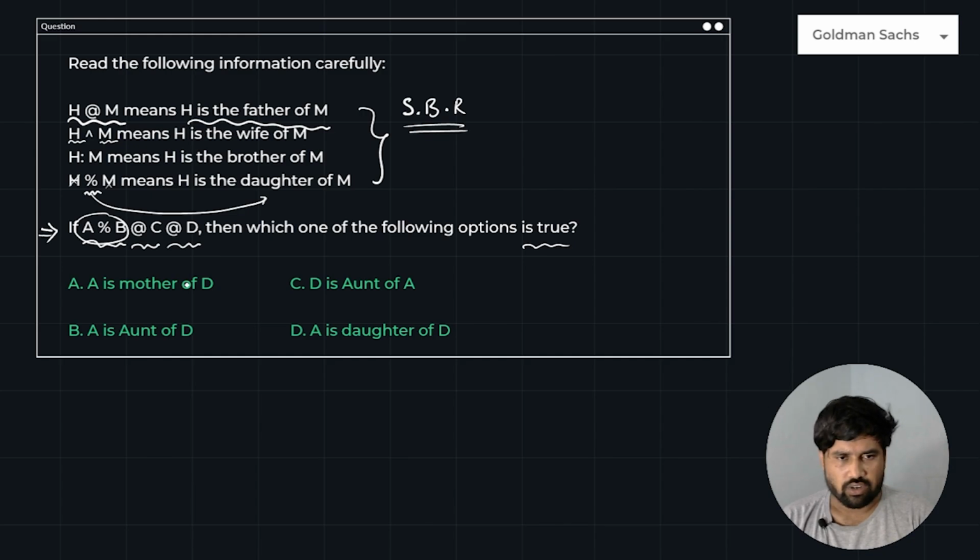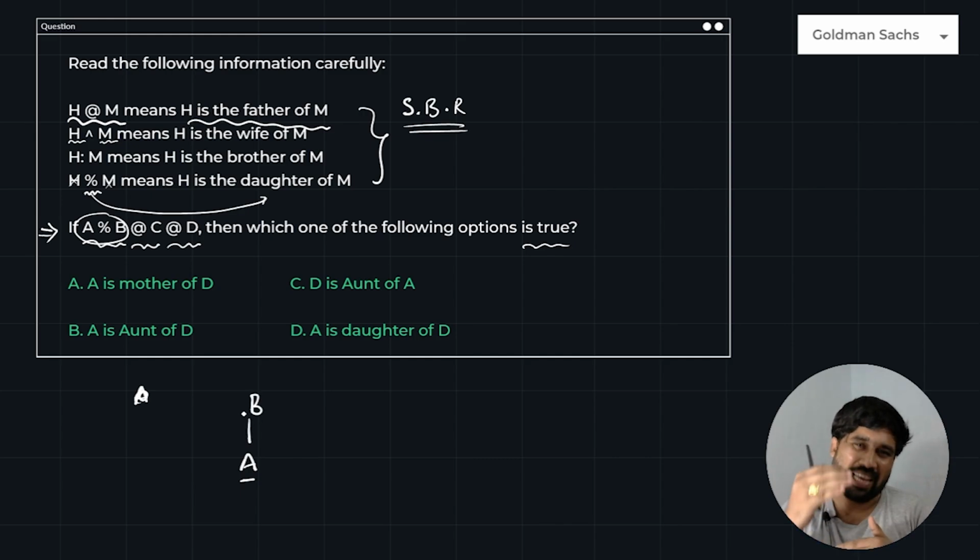Okay, so according to the statement, A is daughter of B. So B is at the parent generation and A is at the children generation. So the first combination was completed. Then go to the second combination.